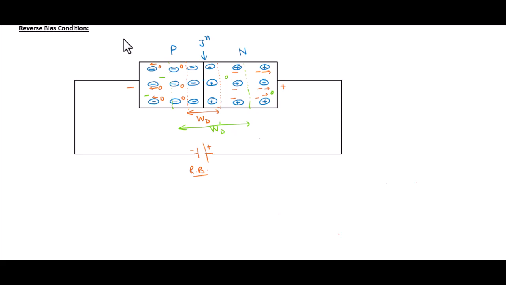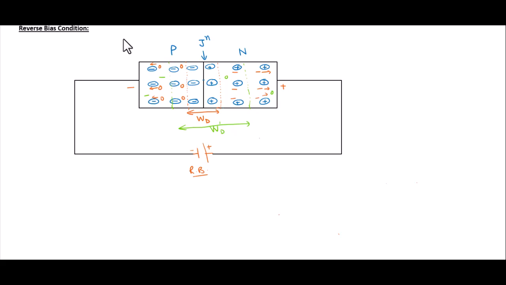If we slightly increase the reverse bias, you may observe that on the P side the charge carriers are holes, which are positive, and the P side is connected to the negative terminal of the battery, so they will be attracted towards the negative terminal. Similarly, the majority charge carriers on the N side will be attracted towards the positive terminal of the battery. In this way, they will move away from the junction and hence increase the depletion region inside the PN junction diode.